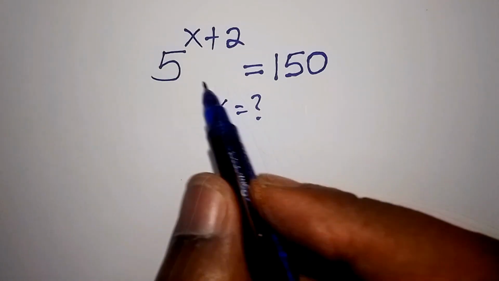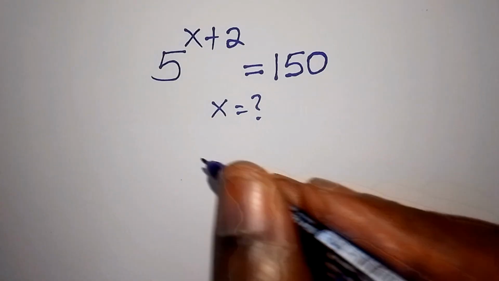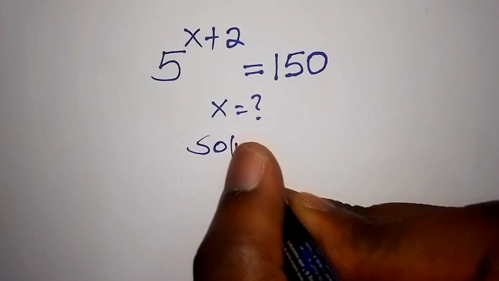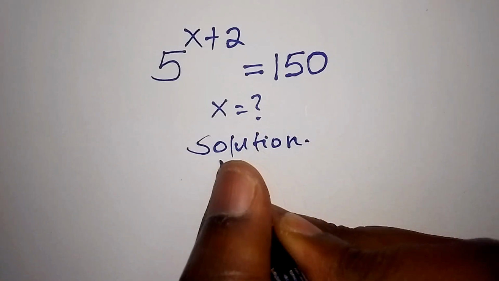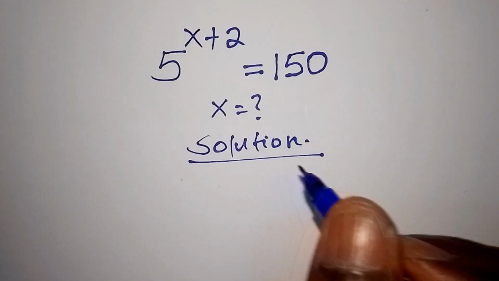We are told to work out 5 to the power of x plus 2 is equal to 150. Let's now start with our solution. You can also work it out on your own, and we shall confirm our answer at the end of this video.